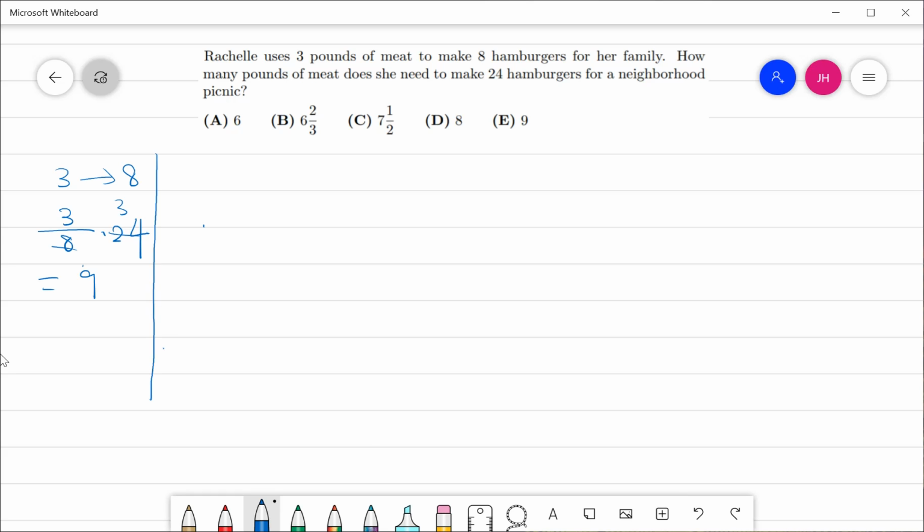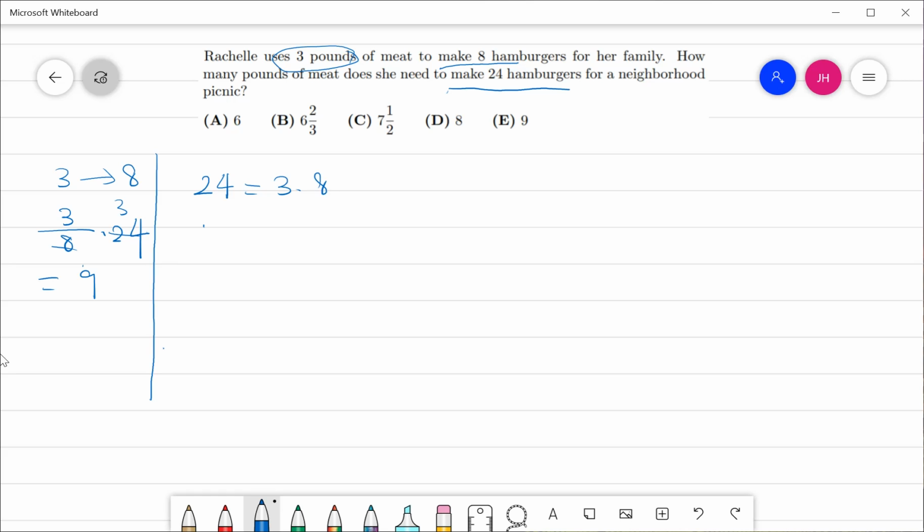However, in most math problems, you don't want to solve the problem sentence by sentence. You want to read the whole problem and then see, is there any pattern in it? For example, in this problem, we see she wants to make 24 hamburgers, right? And we already know that she needs so much meat for 8 hamburgers. And 24 is a multiple of 8. 24, we know that is 3 times 8.